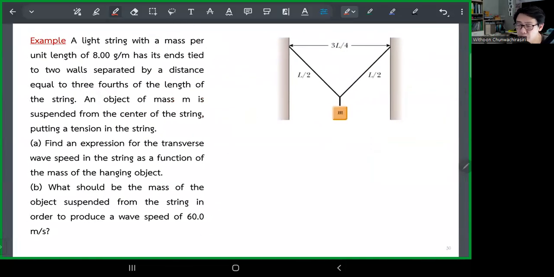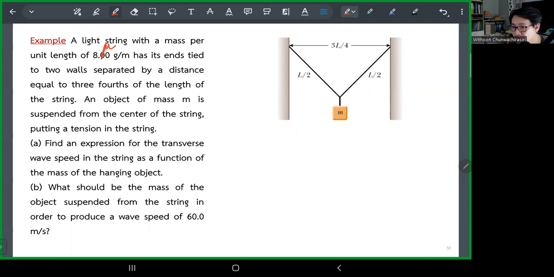All right, so this is going to be the last example for this particular topic of waves. And I hope that clears things up. A light string with a mass per unit length of 8 grams per meter. So this one gives you the mu. It has its ends tied to two walls separated by a distance equal to 3/4 of the length of the string. The figure already showcases everything. An object of mass m is suspended from the center of the string, putting tension in the string, of course.